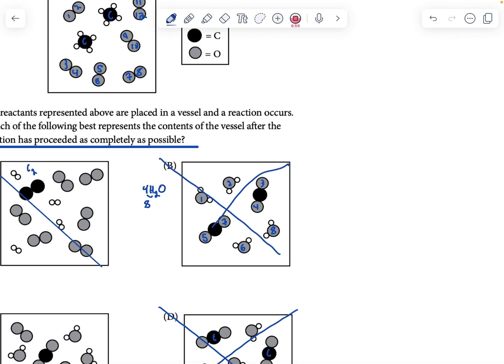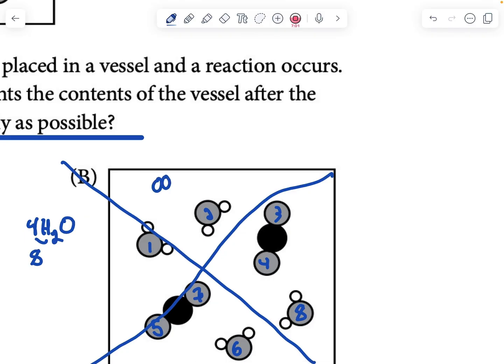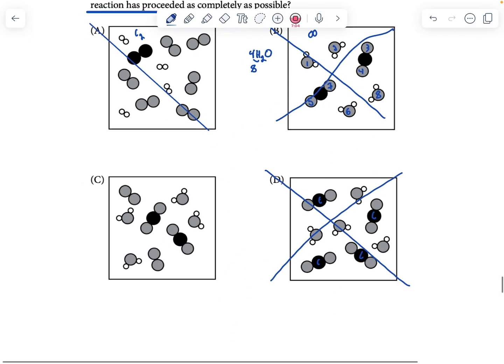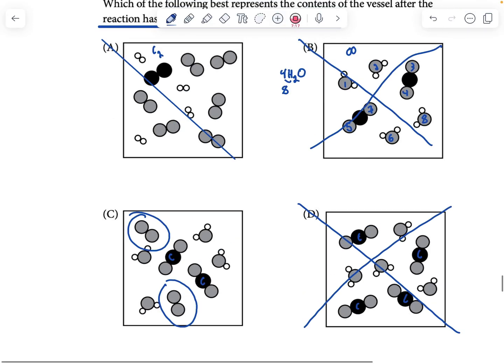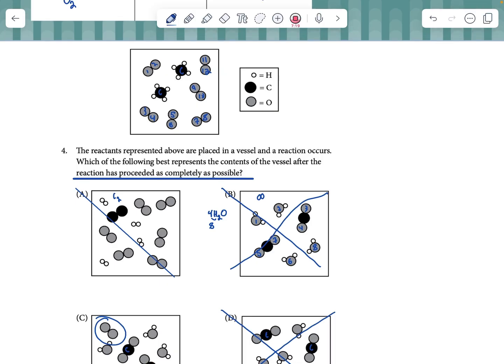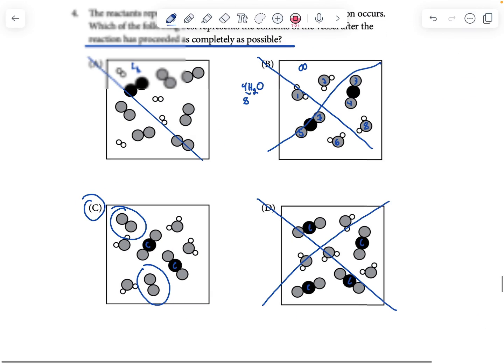There's no O2 molecules just hanging out in the end. And so if we look at this, we have 2 CO2 molecules, which makes sense because we have 2 carbons. We have the 4 water molecules because we only have a maximum of 8 hydrogens, and we have these 2 extra ones, which accounts for the conservation of matter that we see in the first problem. So C is our correct answer.